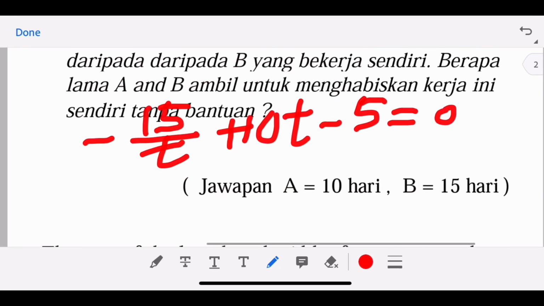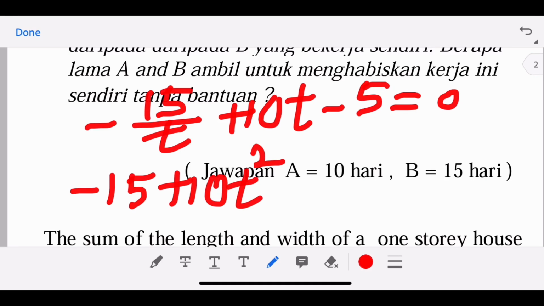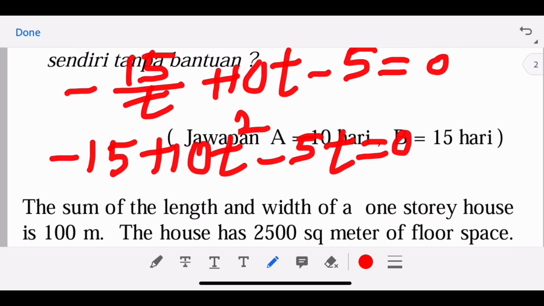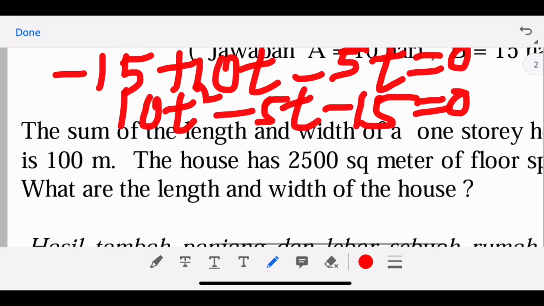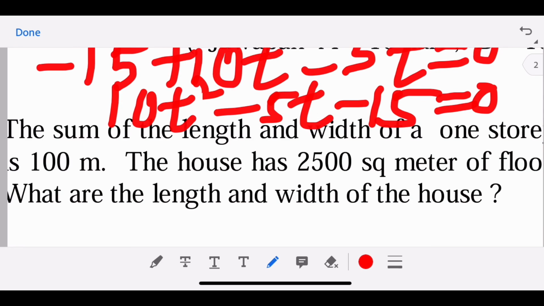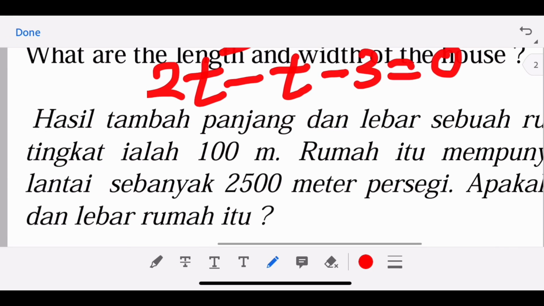We try to simplify further, and then you have negative 15 times t on every term, plus 10t squared minus 5t equal to 0. And we need to rearrange to get general form. 10t squared minus 5t minus 15 equal to 0, right? Now again I say you need to simplify to the simplest form. So you divide by 5, it becomes 2t squared minus t minus 3 equal to 0.